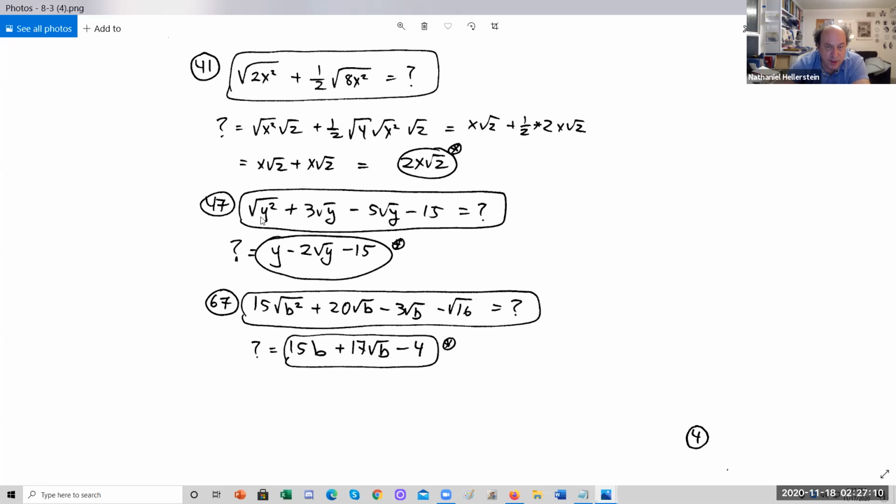Here we have what looks sort of like expanding a quadratic, only with square root signs all over. Root y squared plus 3 root y minus 5 root y minus 15. Root y squared is y. 3 minus 5 makes a minus 2 root y, minus 15. You have 15 root b squared plus 20 root b minus 3 root b minus root 16. This first term is 15b. These two terms combine to 17 root b, and root 16 is 4. So 15b plus 17 root b minus 4.